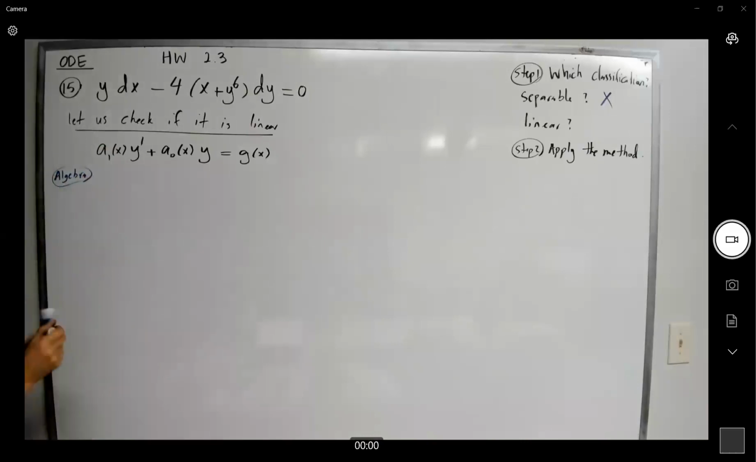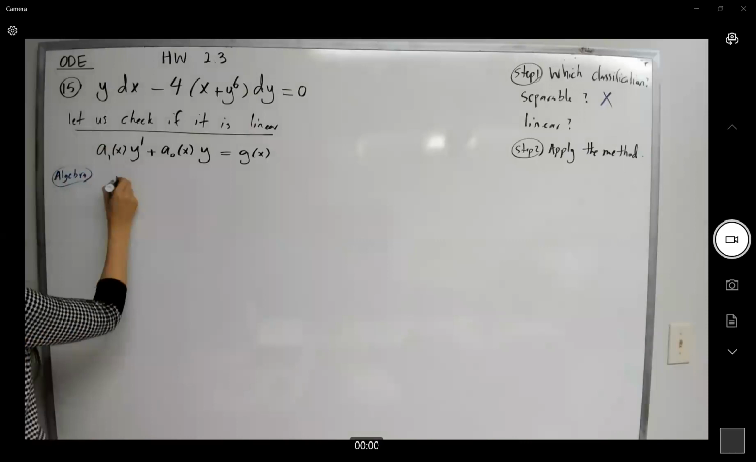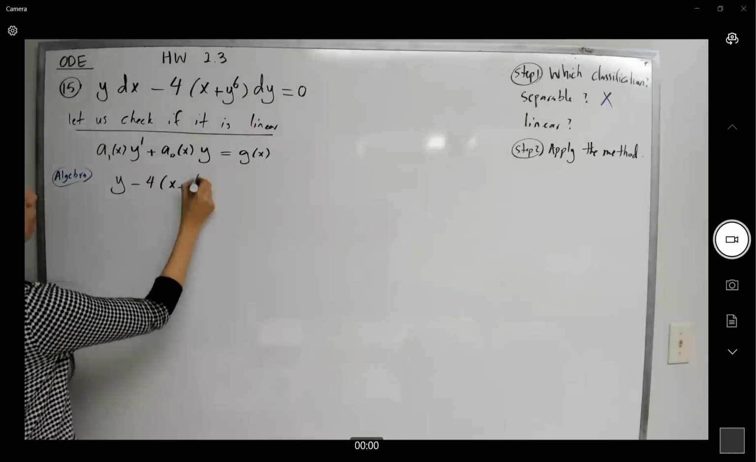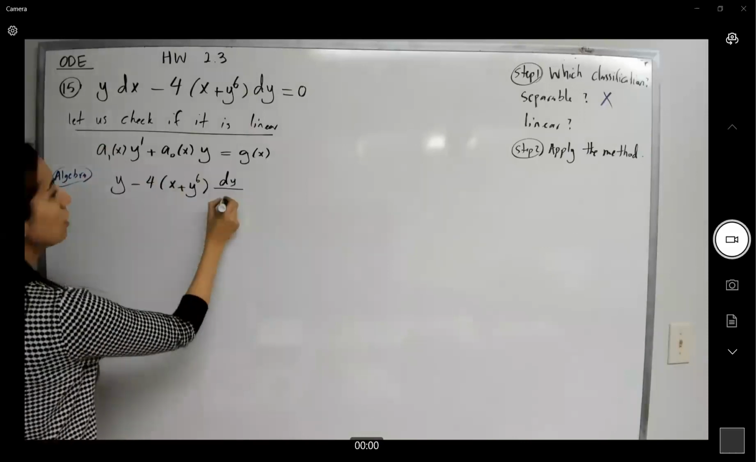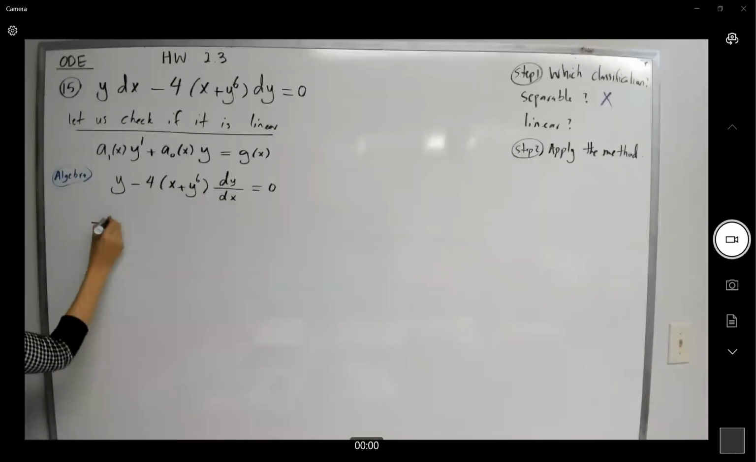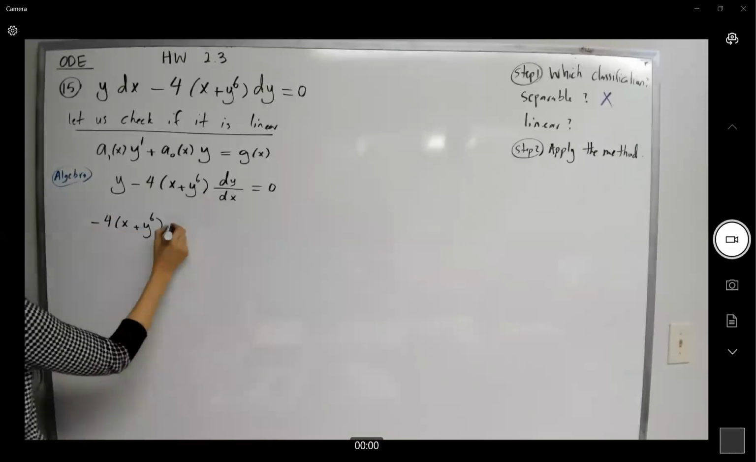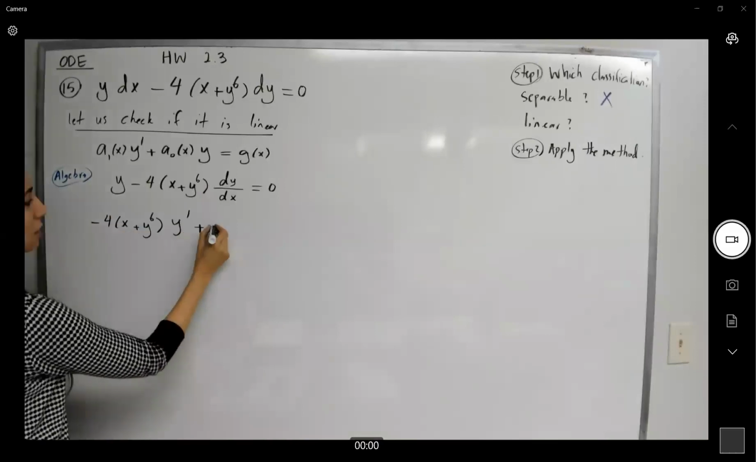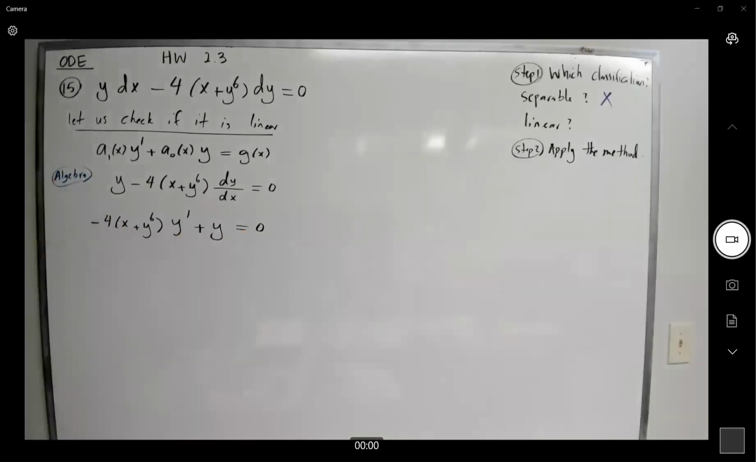So here you have y minus 4 times (x plus y to the 6th) dy over dx equal to 0. So if you take a look at this, you have negative 4 times (x plus y to the 6th) y prime plus y equal to 0. Okay, so what do we have here? It says a sub 1 of x is the coefficient of y prime. What is the coefficient of y prime here? The coefficient of y prime is negative 4 times (x plus y to the 6th).